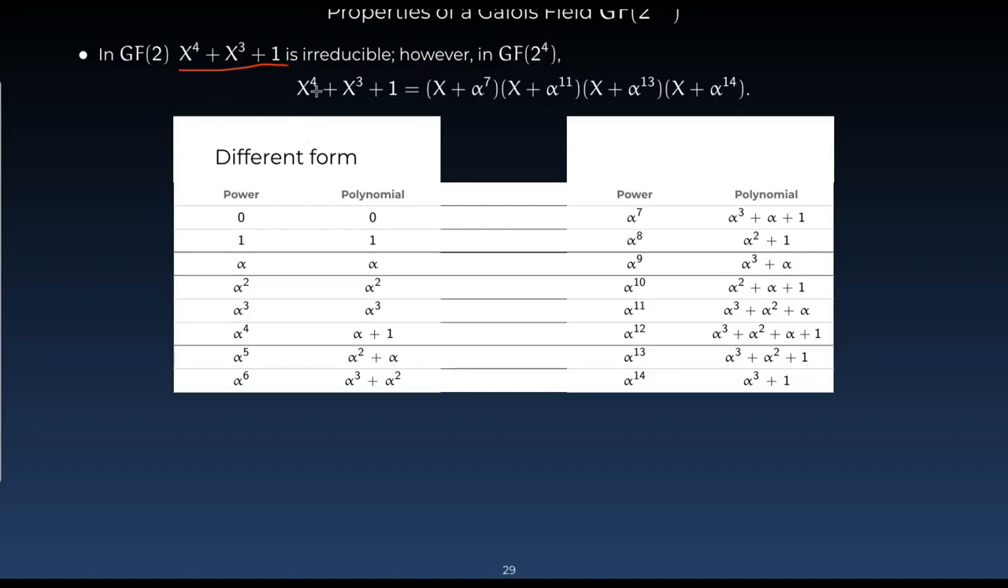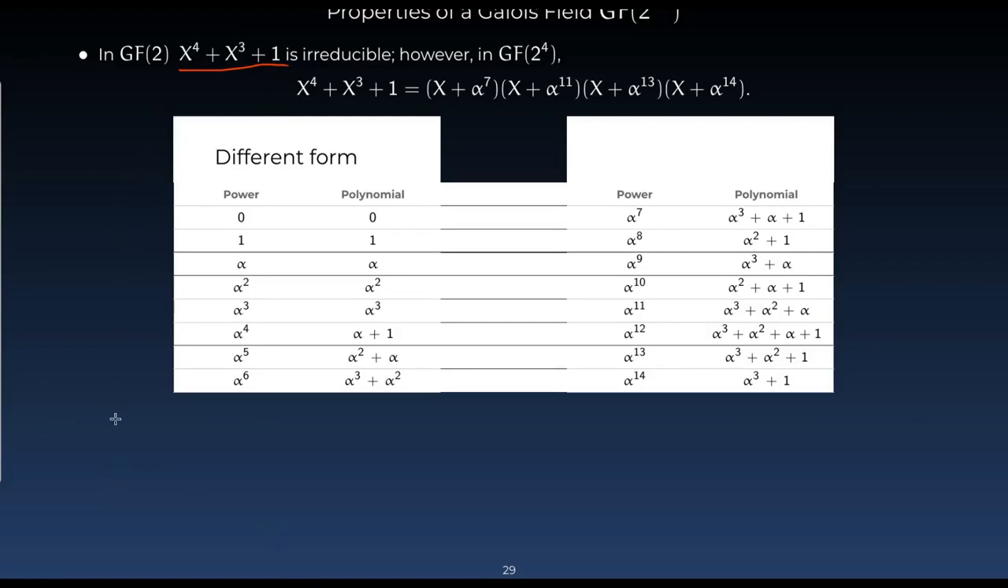x^4 + x^3 + 1 is actually equal to (x + alpha^7)(x + alpha^11)(x + alpha^13)(x + alpha^14). So you can see this 4-degree polynomial has 4 roots, and these roots are alpha^7, alpha^11, alpha^13 and alpha^14. And this is actually very easy to show.